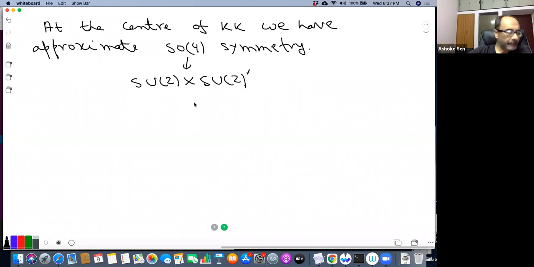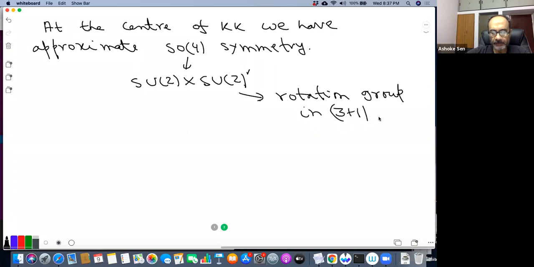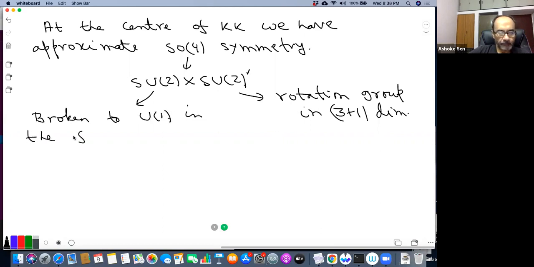Let me call this SU(2) prime. So one of these, SU(2) prime, becomes the rotation group in 3+1 dimensions. That's the action on the r, theta, phi part. The other one is not an exact symmetry. This is broken to U(1) in the full solution, and this gives the momentum along S1 tilde. We saw this yesterday.